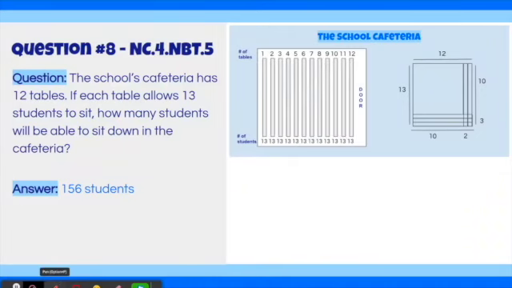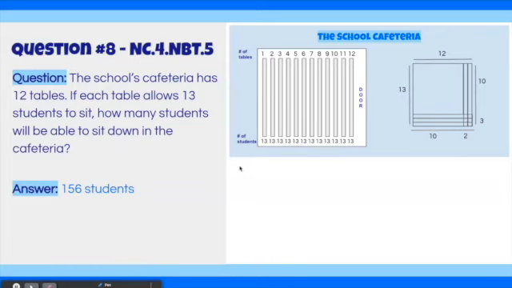Okay, so the diagrams over there are just there to help you visualize what the cafeteria looks like. This is what the cafeteria looks like. These are the tables. This counts the number of tables, and this is the number of students sitting at each table. This is a diagram which will help explain what we're doing.